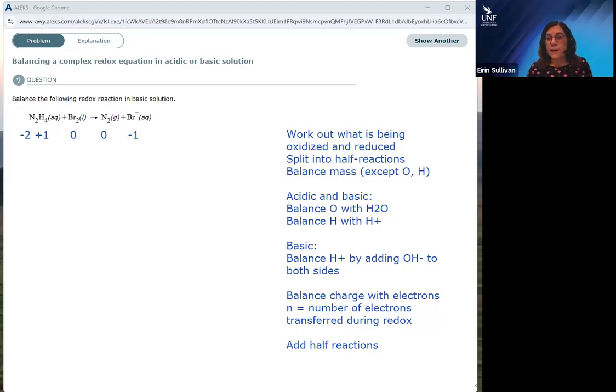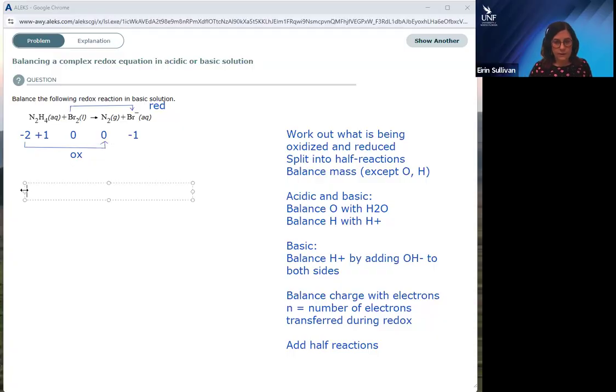Hopefully we can see that our bromine is being reduced from 0 to -1, because reduction is a decrease in oxidation number. That's our reduction half reaction. We can see that hydrogen is only on one side of the equation, so we're just going to ignore that for now. But we can see that nitrogen is going from -2 to 0, which corresponds to nitrogen being oxidized.